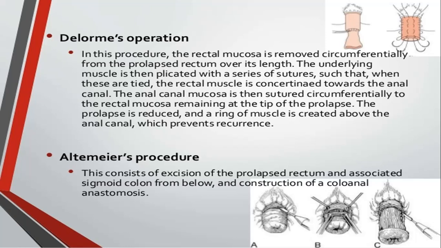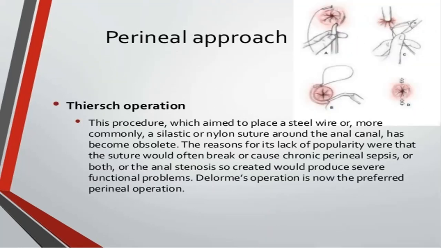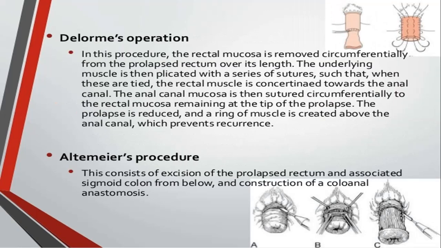Simple though. It's called Delorme's operation. Delorme's operation is nothing but the excision of the mucosa, and the Thiersch operation is nothing but narrowing the anal canal. These are different. We are not applying any stitches outside of the anal canal. We are applying stitches over the mucosa area. We have just removed the redundant part of the mucosa, and we just plicate the muscle of the rectum inside.